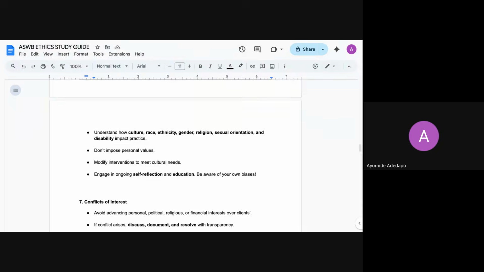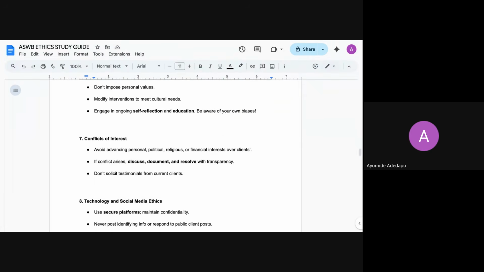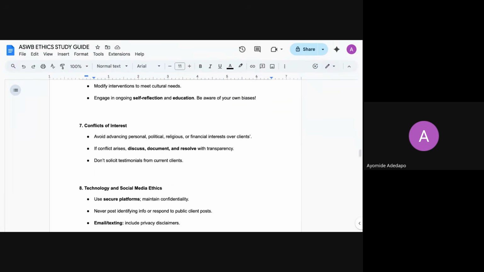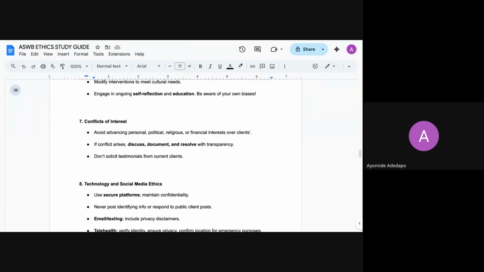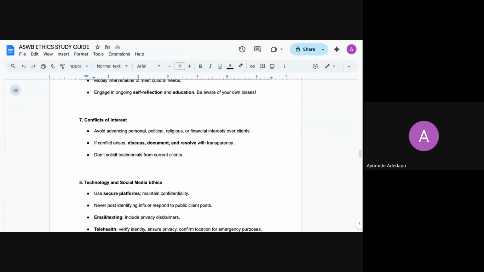We don't do that. Okay. I talked about this before, the conflict of interest, we avoid it. We avoid it every single time. And if it arises, then we discuss, document, and resolve with transparency, right?